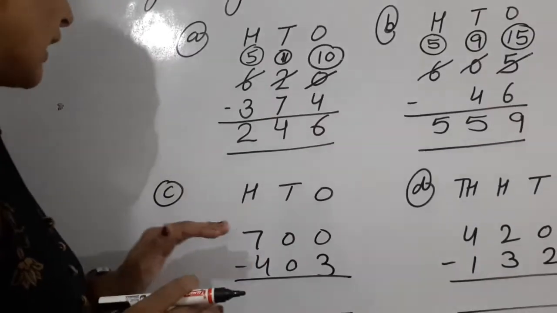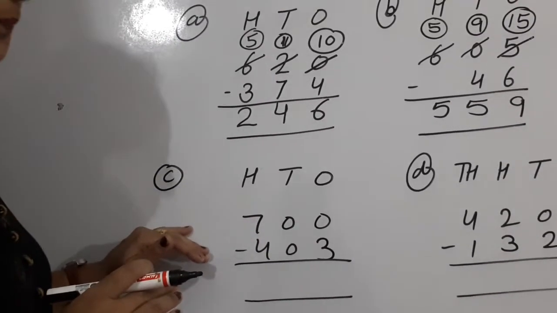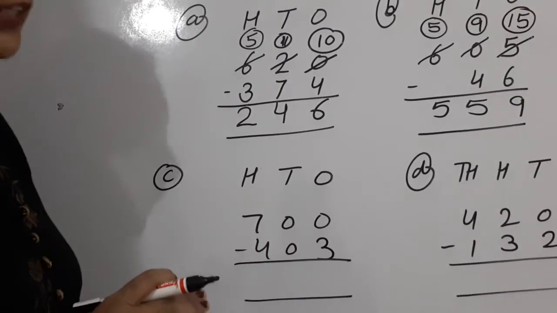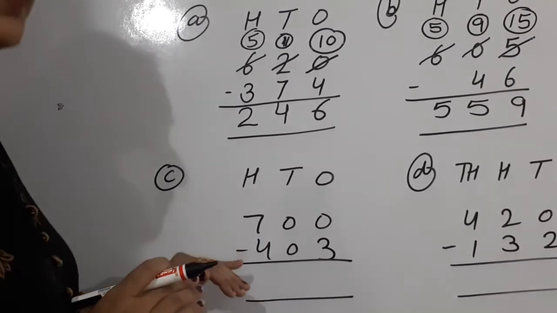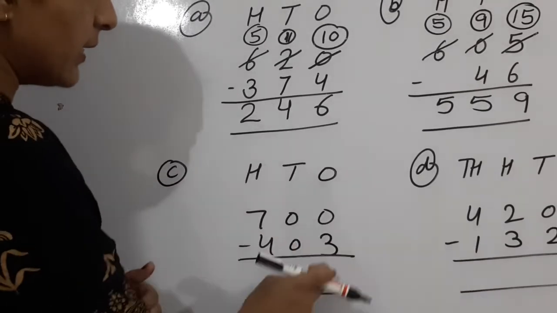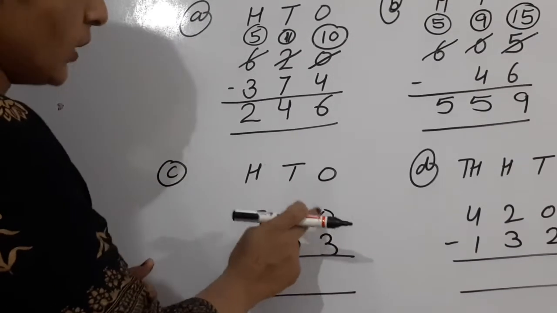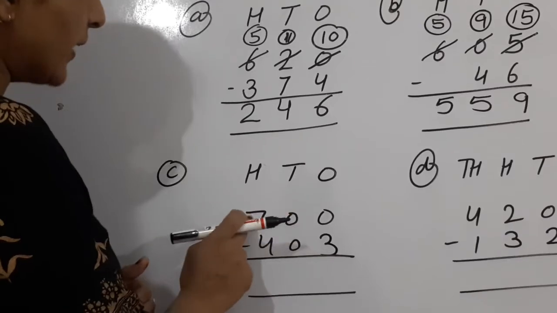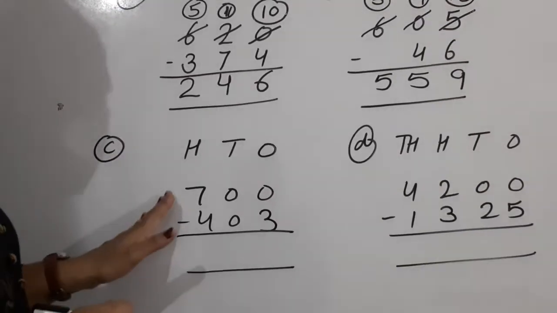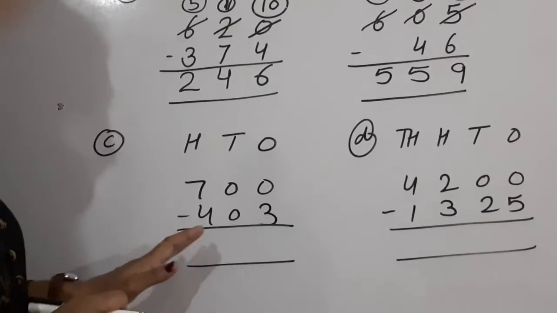Clear, student? Now part number C. Here is 700 minus 403. From 700 we subtract 403. So let's see, beta. In the ones place 0, in the tens place 0 and in the 100 place there is 7. So now here is 700 and 403.